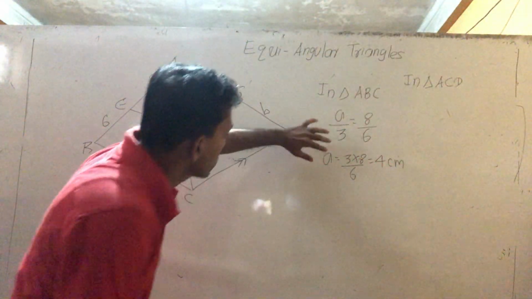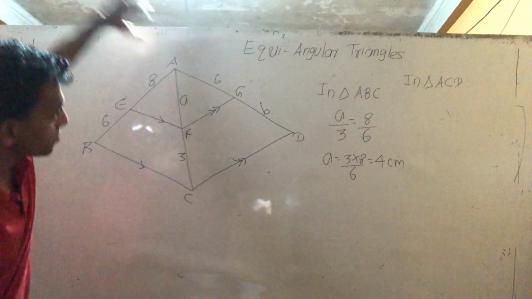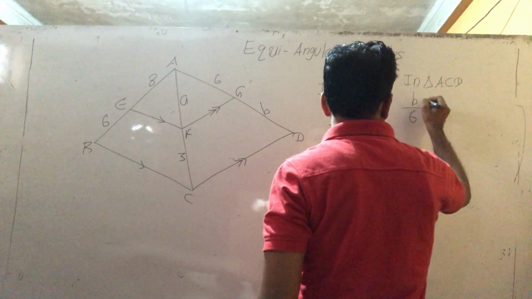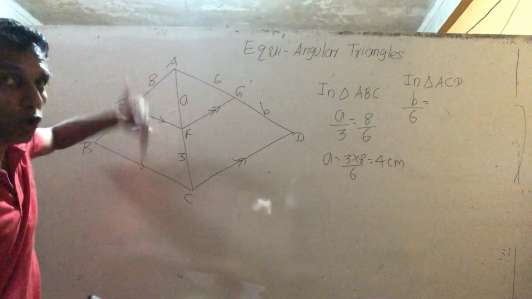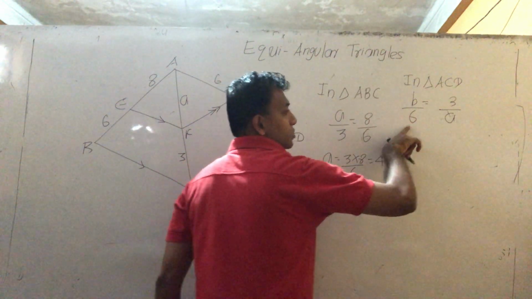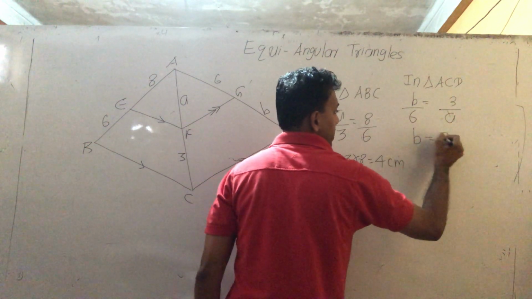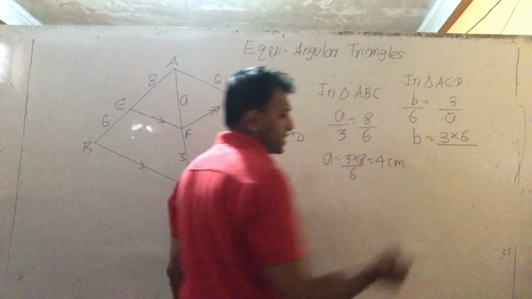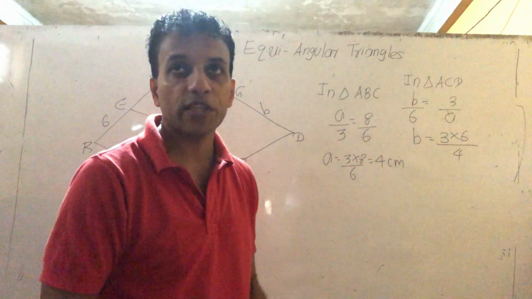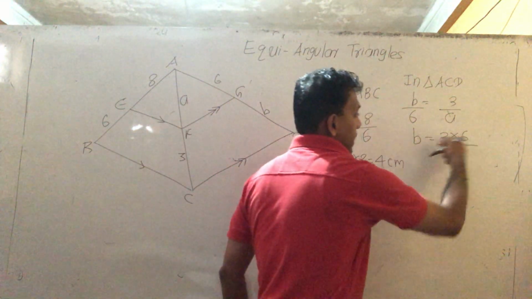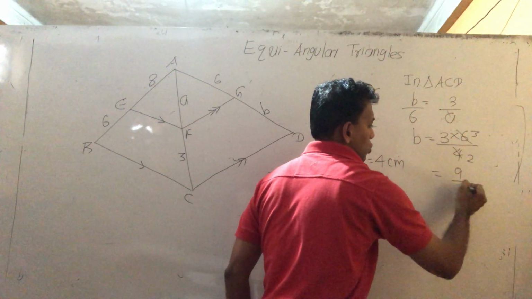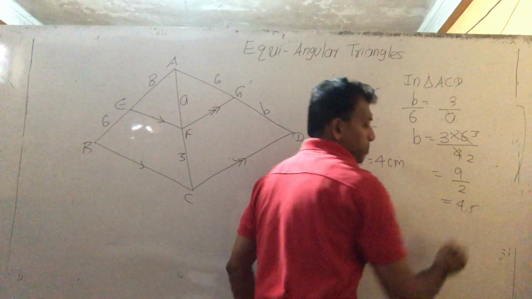So better you start from here, lower to upwards. B over 6 equals, upward, 3 over A. 3 over A, so cross multiply. B equals 3 times 6 over A. What is A? A is 4. Therefore, if A is wrong, B is also wrong. Without A, you can't complete B. So 18 over 4, cut by 2, 9 over 2 or 4.5. B is 4.5 and A is 4.